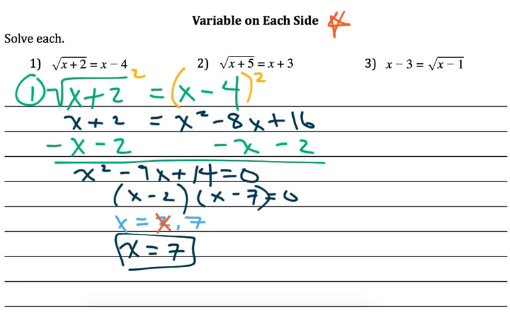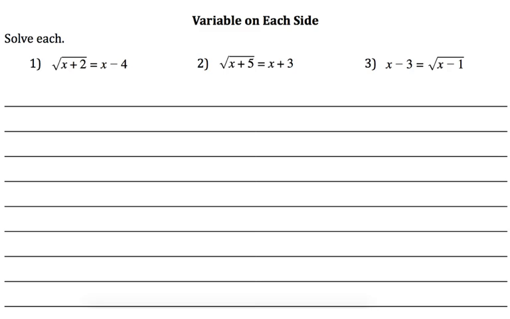Let's check it out, though. Over here, 7 and 2 give me 9, and the square root of 9 gives me 3. And then on the right side, 7 minus 4 gives me 3. So due to the whole radical deal and not being able to have a radical with a negative in it, there's going to be a need to check all these. Let's move on to problem 2.